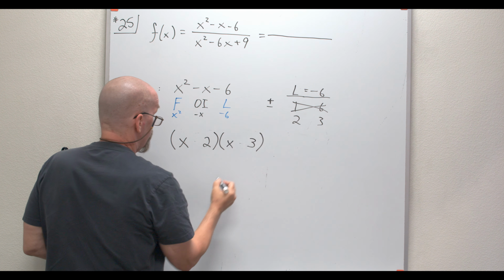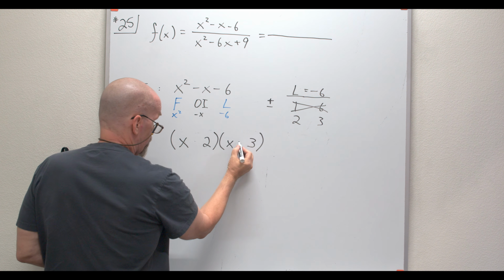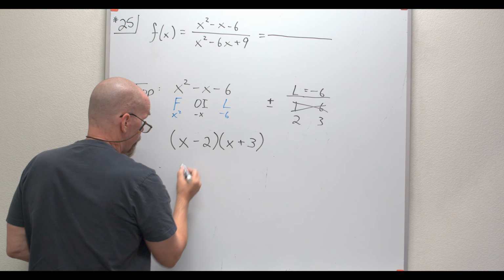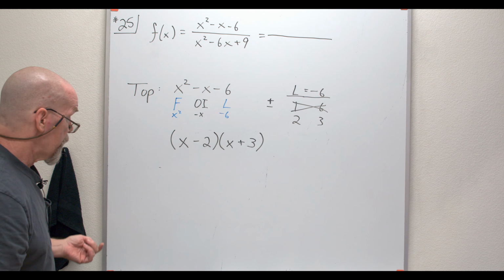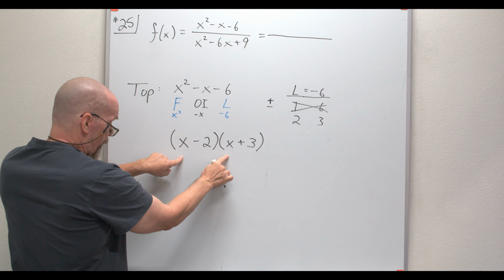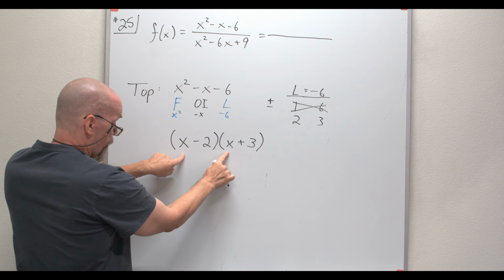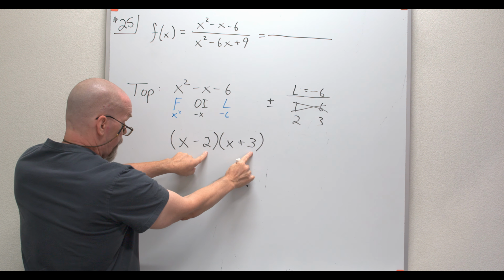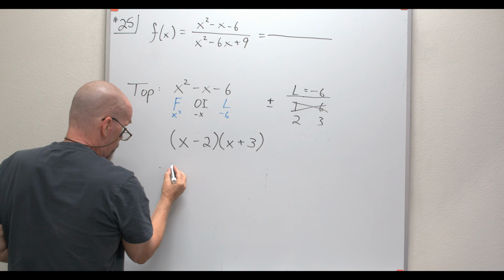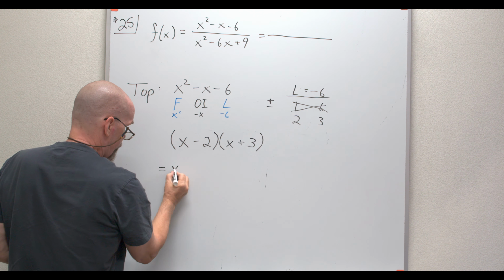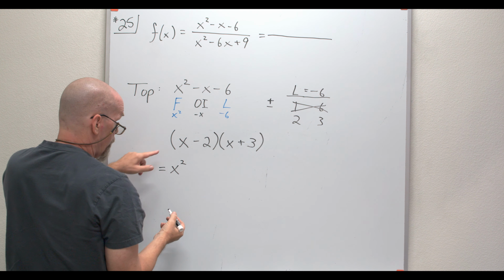Do not know which is which, so I'm going to go ahead and purposely put the positive on the 3 and the negative on the 2. I don't know, maybe it's right, maybe not. X times x, first times first, these are our first terms. Outers, inners, last. First terms are x times x, they give us the x squared. That's why we chose them.